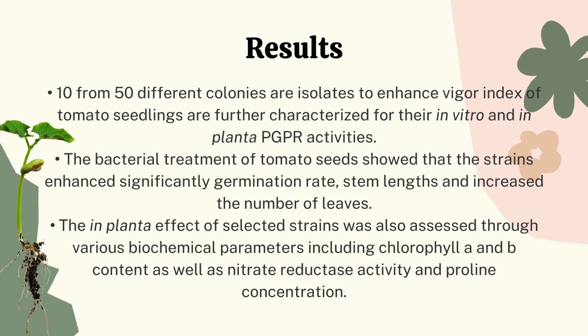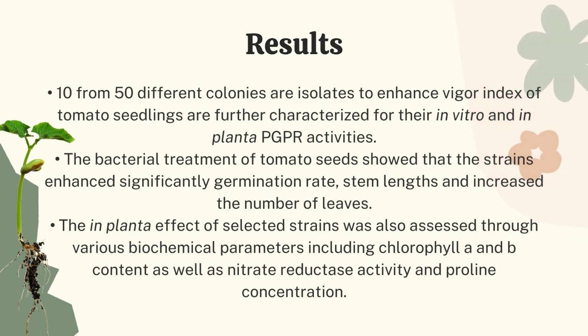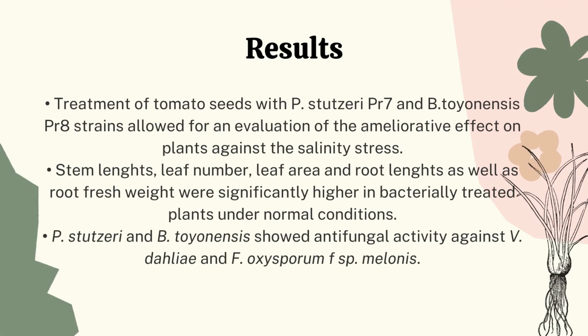Third, the in planta effect of selected strains was also assessed through various biochemical parameters including chlorophyll A and B content as well as nitrate reductase activity and proline concentration. Fourth, treatment of tomato seed with Pseudomonas tatsuri PR7 and Bacillus thuringiensis PR8 strains allowed for an evaluation of the ameliorative effect on plants against salinity stress.